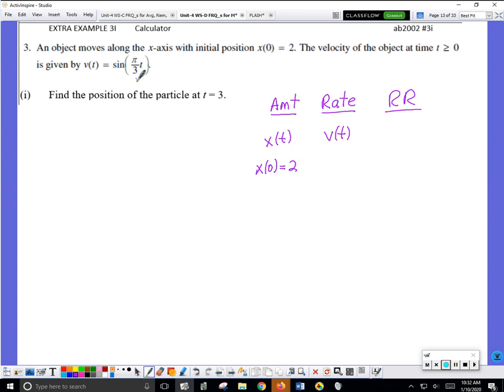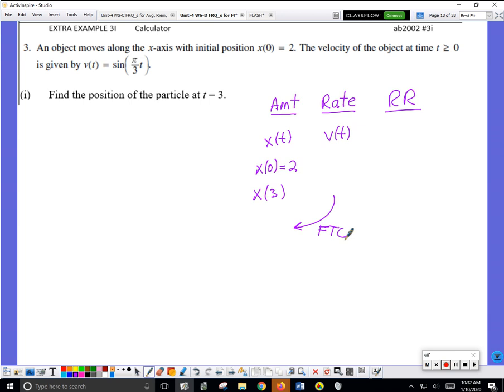And then they're asking for a position at time 3. So they're looking for this. Look at the chart. Here's how you're going to use it. If you have a formula for position and you need the velocity, you're going this direction. That means you're going to be finding a derivative. But if you have a formula for velocity and you need to find the position, you're going to use the fundamental theorem. That's going to happen a lot on the AP test.